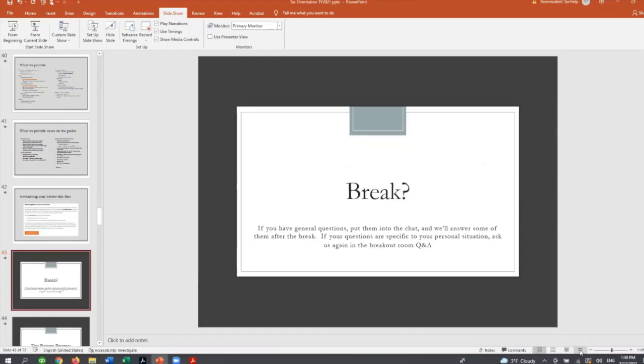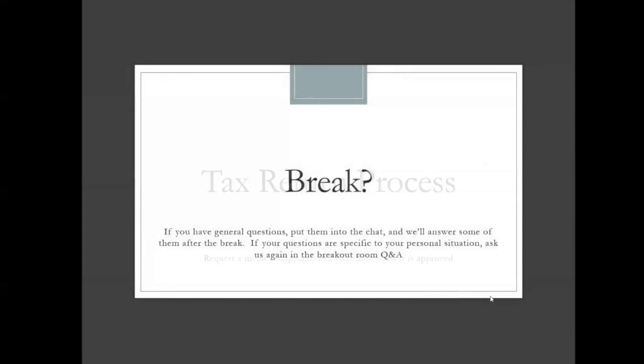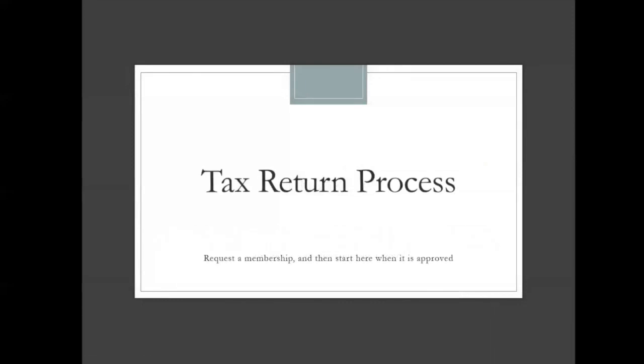Okay, so now we are going to go back into the tax return process. We took you to the main website. We said request a membership. That will send us a little email. You'll put in your name and your email address. We will click the little approve button. You'll get a notice back saying you're approved. Here is where we start.